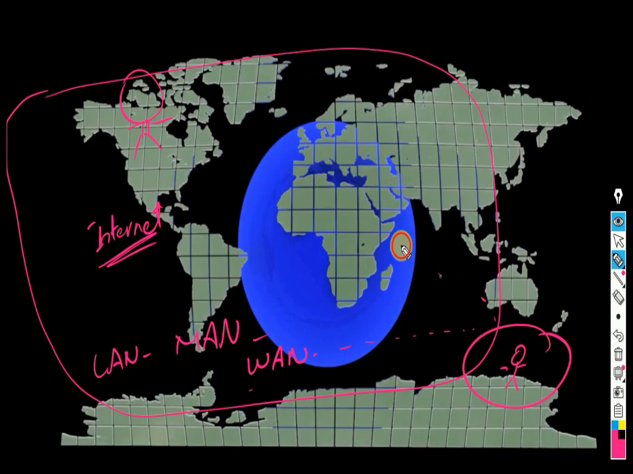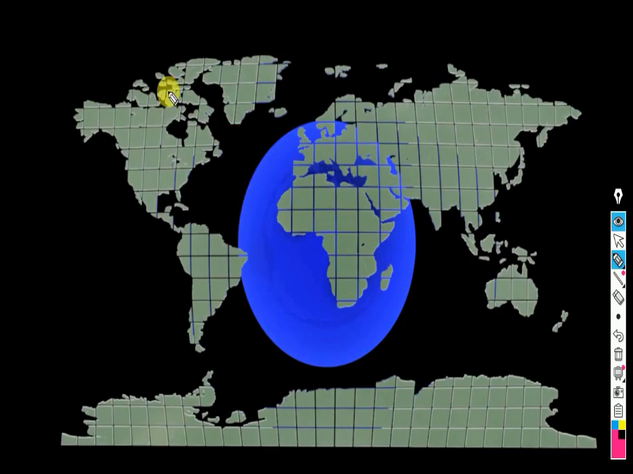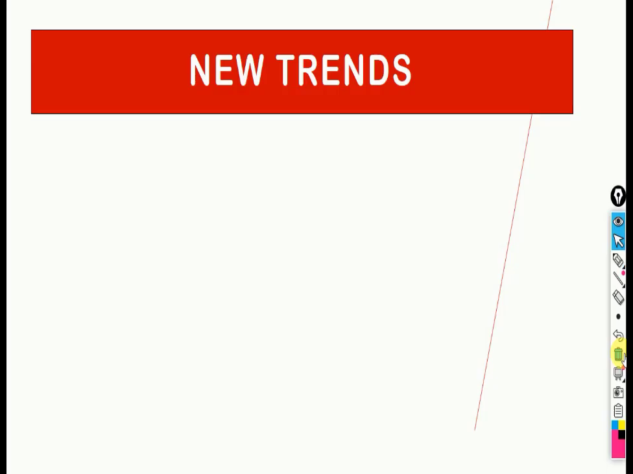Between Pakistan and Canada, there are many routers involved in taking the data from Pakistan to Canada. Similarly, every country in the world is somehow connected with other countries through computer networks. We don't know whether 2 countries have a friendly relationship or not, but definitely they will have a computer network relationship. And that's the power of computer networks, guys.